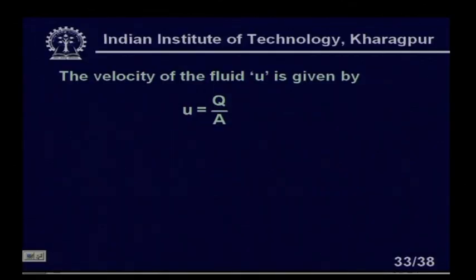In turn, if I multiply the velocity by A, the area of cross section of the pipe, minus the area taken by the hub and the blades, I will get the flow rate. So, I can say that the angular velocity of the turbine flow meter is proportional to the volume flow rate. That is what we have written. The velocity of the fluid is given by u equal to q by A, where A is the area of cross section.